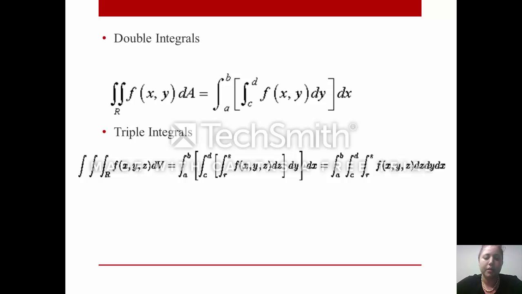The same goes for the triple integral. In this case, the integral from a to b, the integral from c to d, and the integral from r to s of f of x, y, z dz dy dx equals: you first take the partial antiderivative with respect to z and evaluate it from r to s, then with respect to y, evaluated from c to d, and then with respect to x, from a to b.